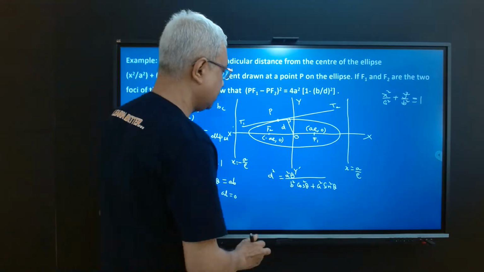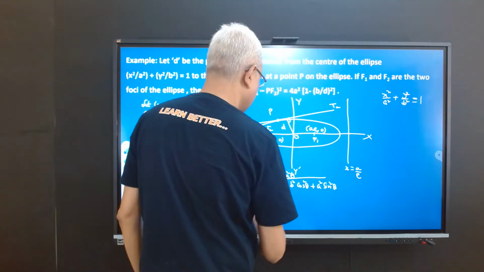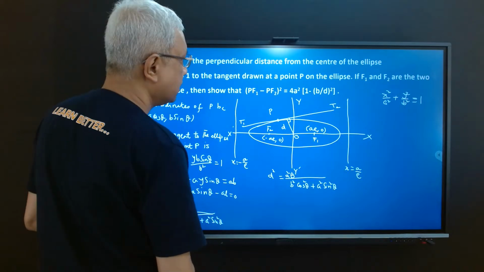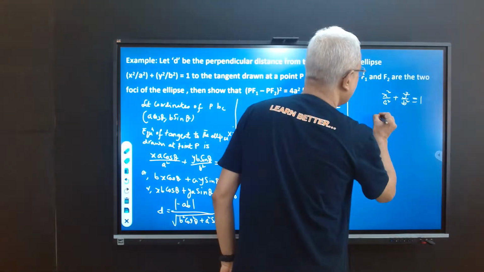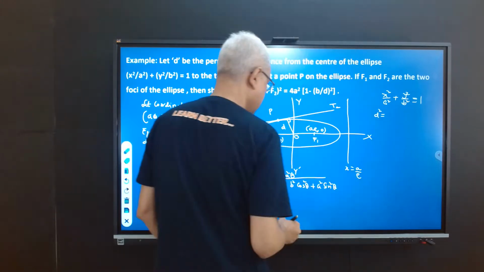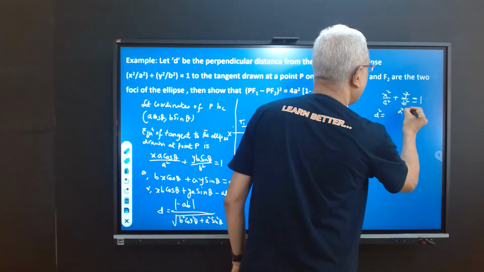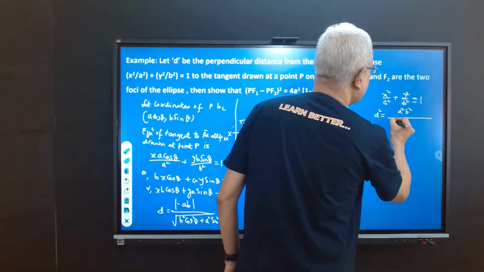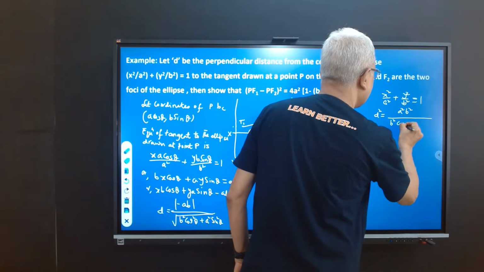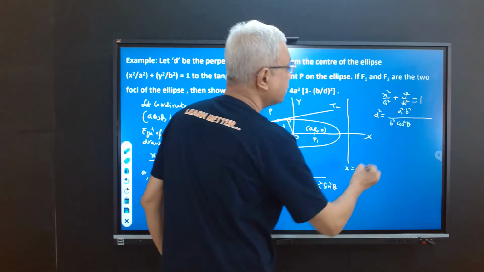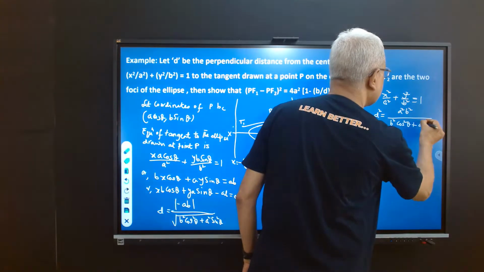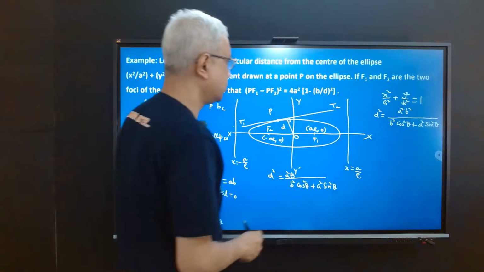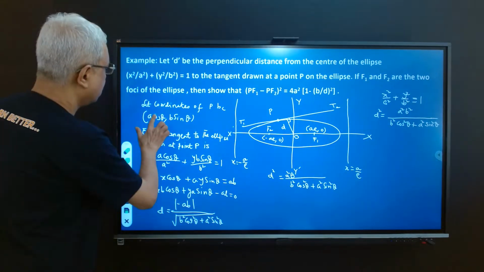Okay, so I can write it like this. So let me keep it as it is. The expression for D square is a square b square divided by b square cos square theta plus a square sin square theta. Okay, so this much I can remove.